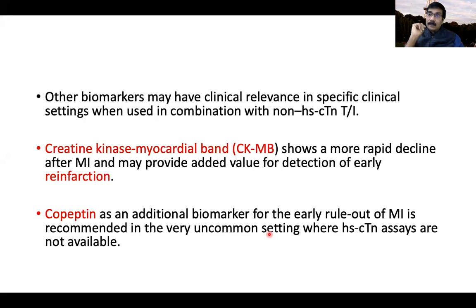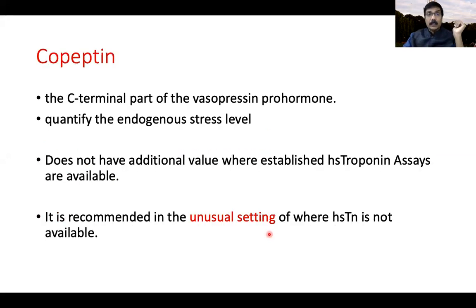The newer factor that has been discussed quite a lot is what is called as the copeptin. We don't use it much here. Copeptin basically is the C-terminal part of the vasopressin hormone. It is not related to the heart. It is actually released as a quantification of the endogenous stress level. It does not have an additional value when a troponin is assayed. But in an unusual scenario where you don't have a troponin, that is the only scenario it is useful, you can use a copeptin to rule in or rule out these patients with a problem. So this is going to be useful there.